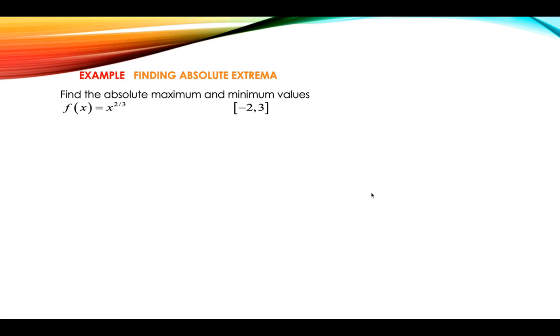Okay, so we want to find the absolute maximum and minimum values of f of x equals x to the 2/3 on the closed interval -2 to 3. The first thing we need to do is find the critical points, so we need the first derivative of our function. We apply the power rule, and so we have 2/3 x to the -1/3, because 2/3 minus 1 is -1/3. Let's rewrite that in radical notation. So we have 2 over 3 times the cube root of x.